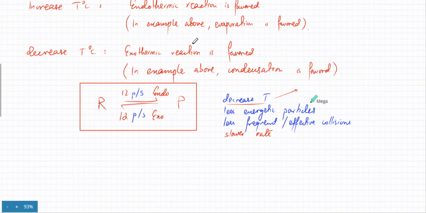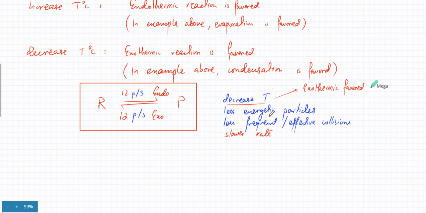So exothermic reactions, they are the ones that are going to be favored. Just wait one second. The board is hanging again. Okay, now it's there. So exothermic reactions should be favored.